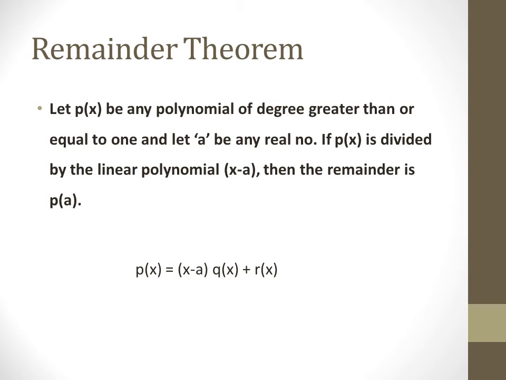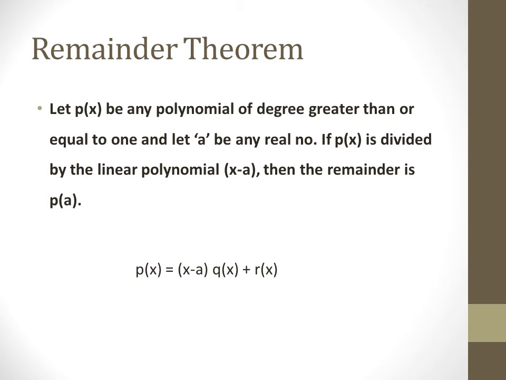Let us prove this. Consider p of x is equal to x minus a into q of x plus r of x. You know this division theorem, that dividend is equal to divisor into quotient plus remainder. The same thing is now written in the form of polynomials with the variable x. Instead of simply p, I have written p of x, because p is a function of x. So p of x is equal to, what is x minus a? It is the divisor. And what is p of x? It's the dividend. So p of x is equal to x minus a, that is the divisor, into quotient.